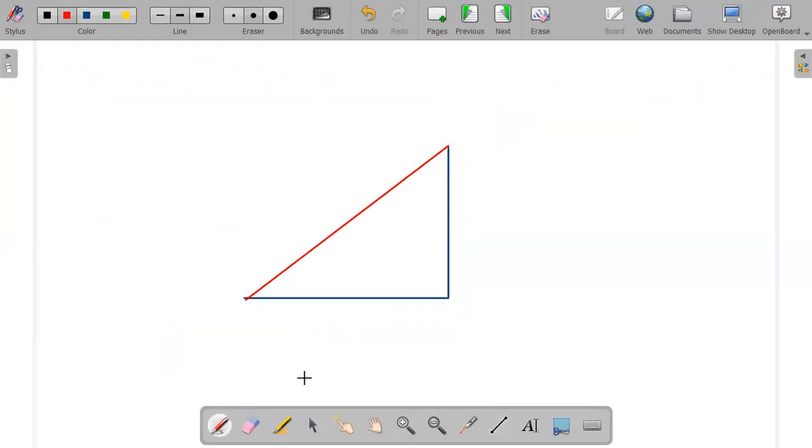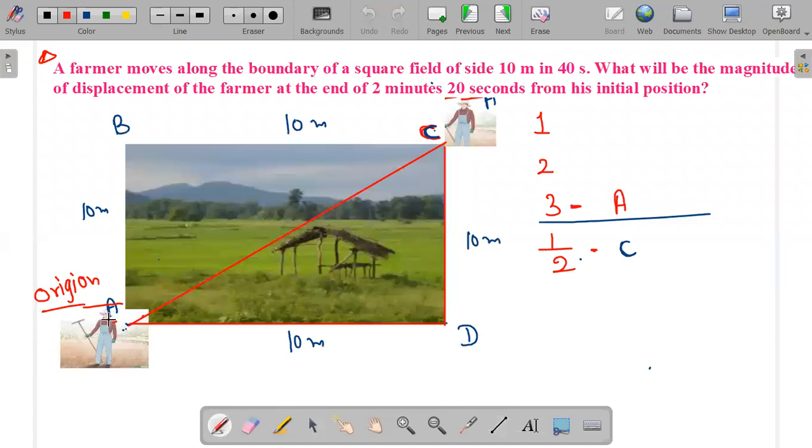Displacement can be zero if an object starts from the origin and again reaches the origin, then it is considered as zero. When it starts from the origin and again reaches the origin. So this is A, B, and C. You can see here, it is A, D, and A.